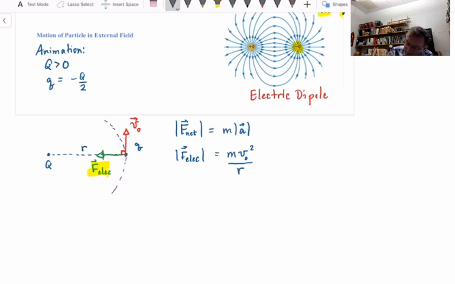Now, I do want to say a little bit more about F electric. I'm going to think of it this way. It's the magnitude of little q times the magnitude of the electric field. That's the external field for little q, and that means the field due to big Q. So I want magnitude of little q times the magnitude of the electric field from big Q. That'll give me the F electric magnitude.